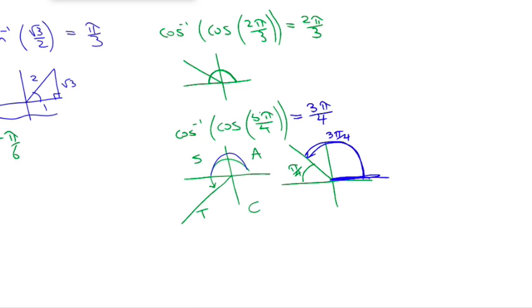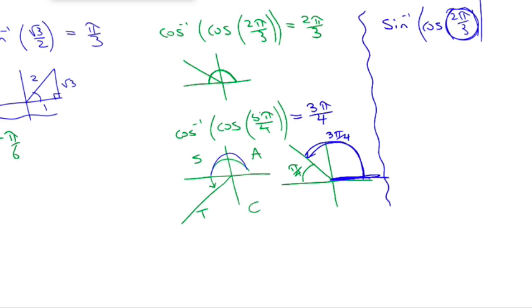All right, so what about sine inverse of cosine of 2 pi over 3? You asked if you could combine them, so I figured I'd combine them. Sine inverse of cosine of 2 pi over 3. What should you do first? Where is 2 pi over 3? In the second quadrant.